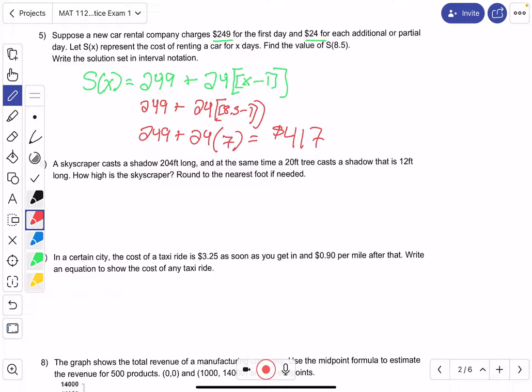It says interval notation, so that's going to be the squiggle brackets to mean $417, but this would be fine. The test shouldn't say interval notation there.